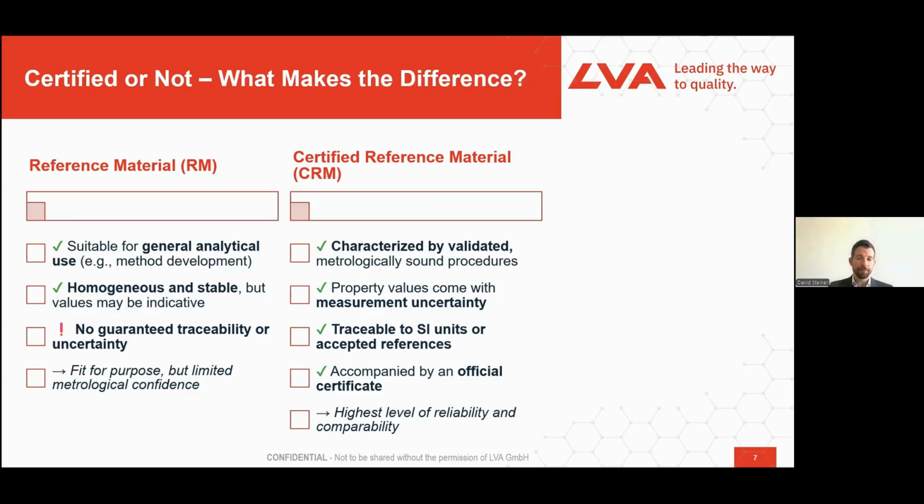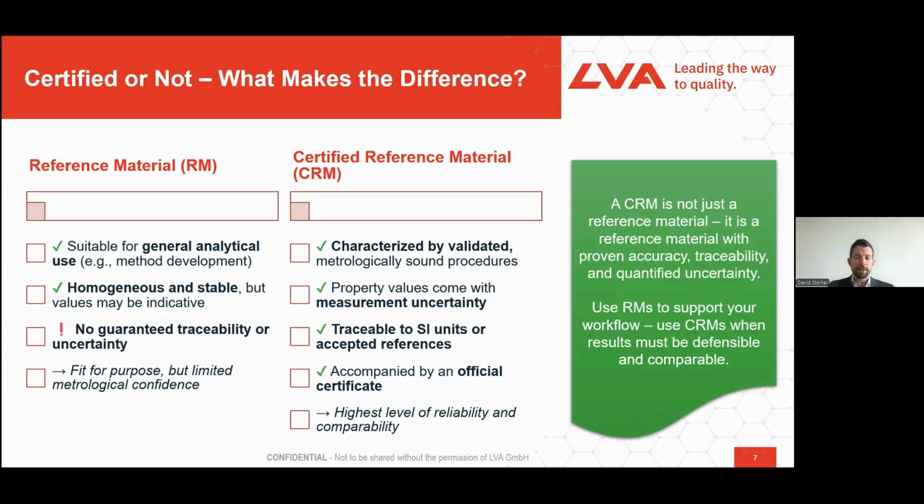measurement uncertainty. On the other hand, we have so-called certified reference materials, or CRMs. These are characterized using validated, metrologically sound procedures. Their assigned values are always accompanied by a defined measurement uncertainty, and they are traceable to SI units or internationally accepted references. This makes them particularly important whenever results need to be comparable, defensible, or used in a regulatory context.